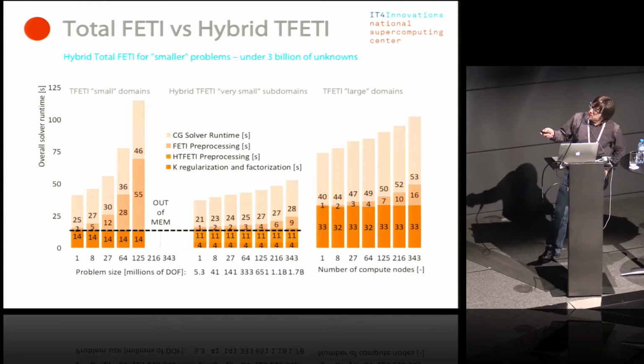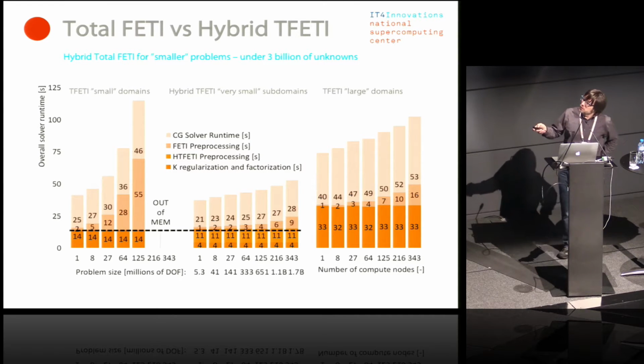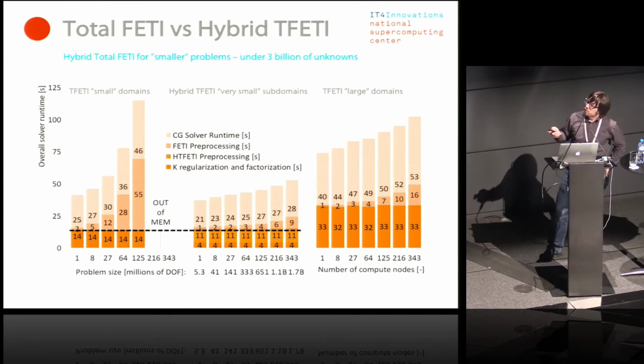And then the iterative solver, of course, in case of the hybrid FETI, since it is a multi-level method, the number of iterations is higher. But since we are working on very small subdomains, the single iteration time is significantly faster, and it reduces the overall iterative solver time. So this is the configuration for the small problems.